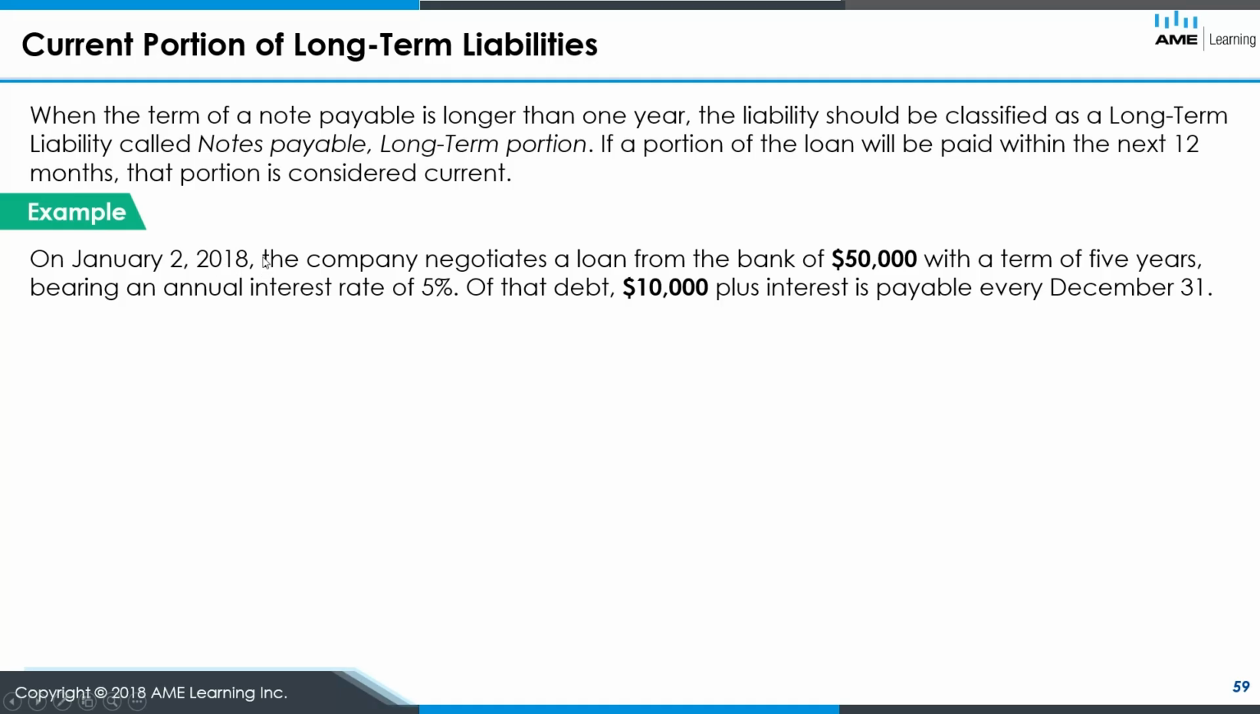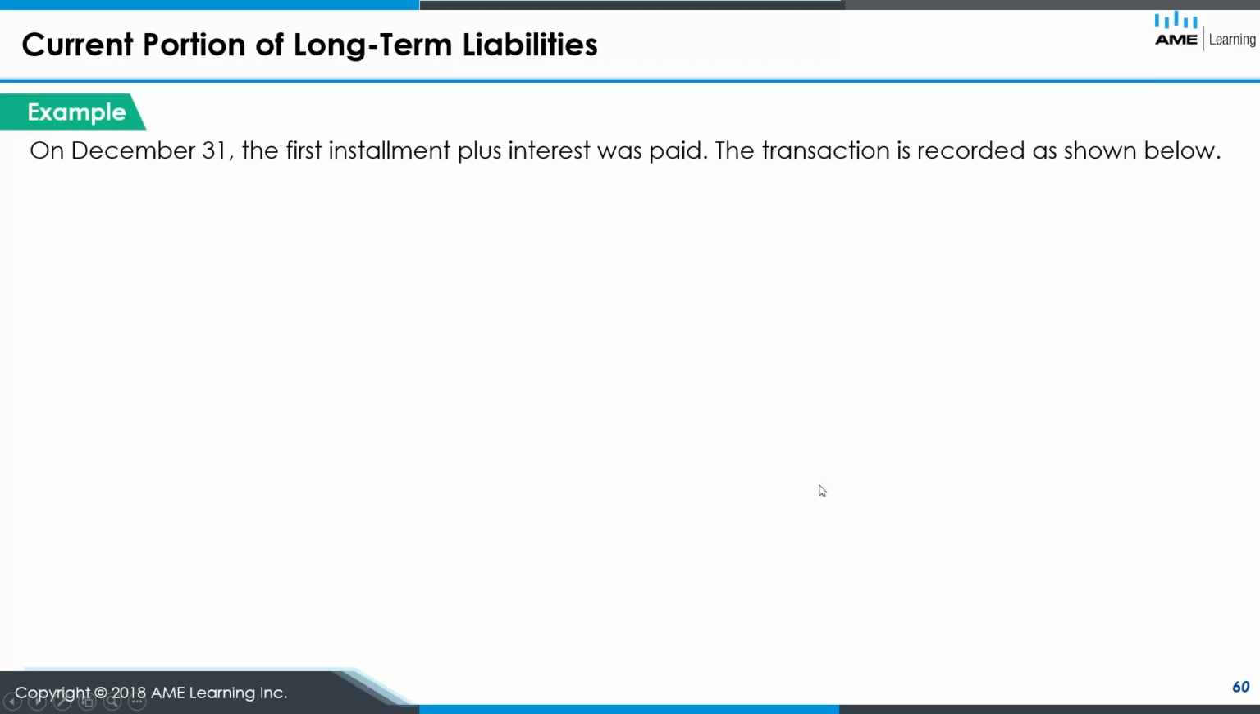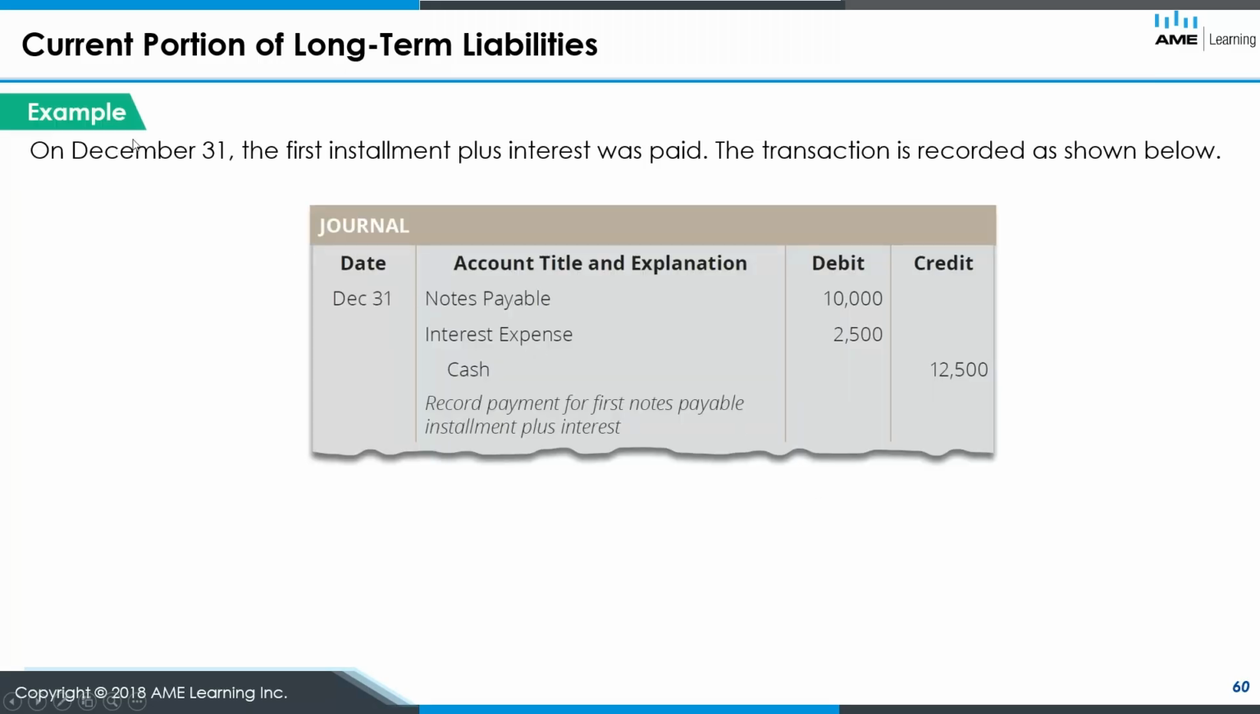Here is an example. On January 2nd, 2018, we take out a loan of $50,000 with a term of 5 years, bearing an annual interest rate of 5%. Of that debt, $10,000 plus interest is payable every December 31st. When we take the loan out, we get the money and establish the liability. So assets up, liabilities up.